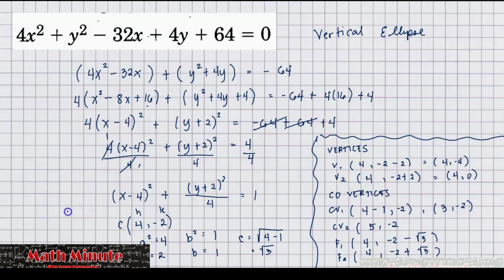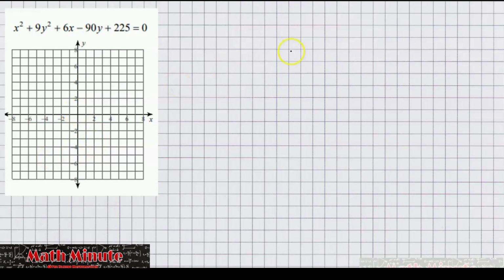Let's proceed with your next example. For this example, what we have here is x squared plus 9y squared plus 6x minus 90y plus 225 is equal to 0. So in here, we need to graph it. So first, we just need to identify the standard equation. For the standard equation, we will group the terms that have the same variables. So this would be x squared plus 6x. Then since this numerical coefficient is not higher than 1, we can just simply do completing the square. So this would be plus 9.